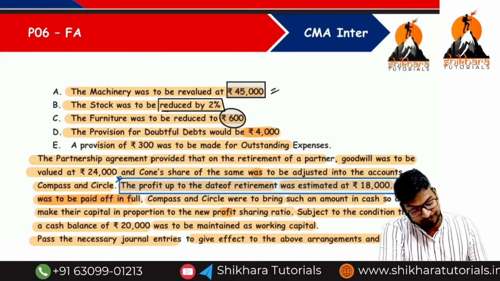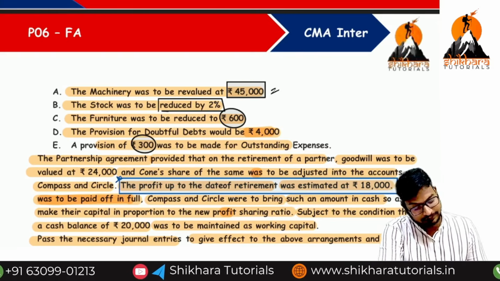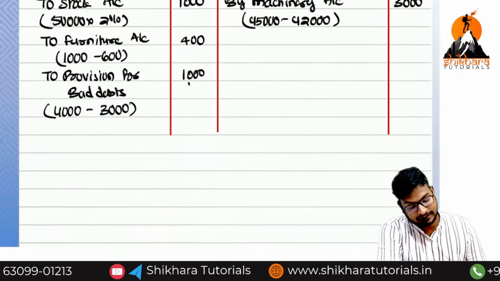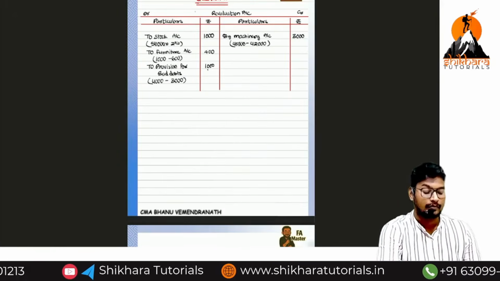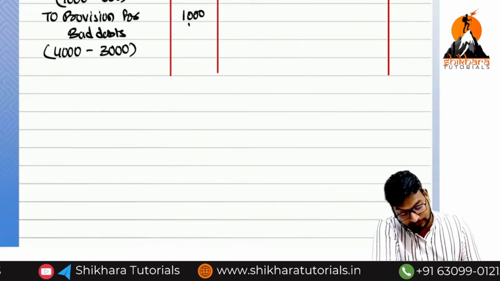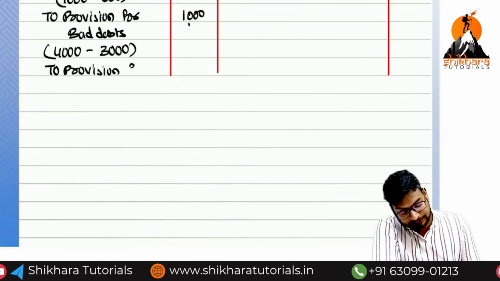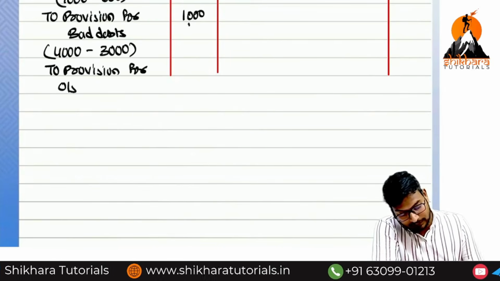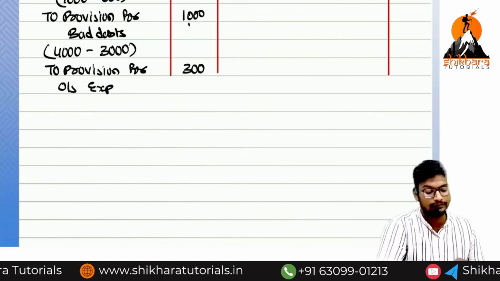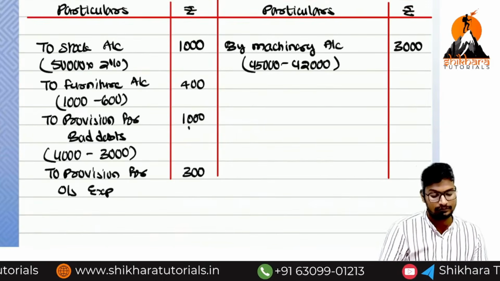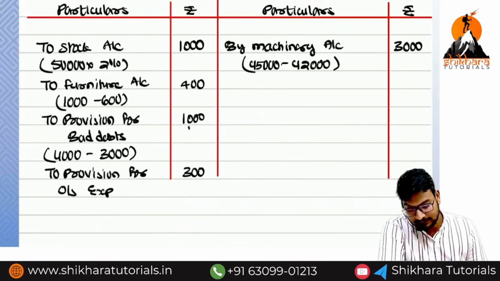Next one. How much provision do we need to maintain, ma? 300. So this 300 we can write directly. To provision for outstanding expenses. How much, amma? 300. 300 or 3,000? So that's all. Is there anything else?